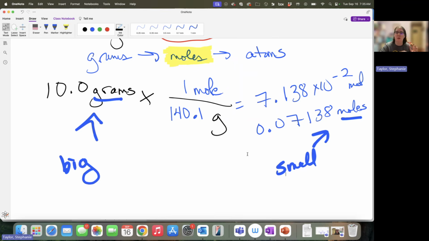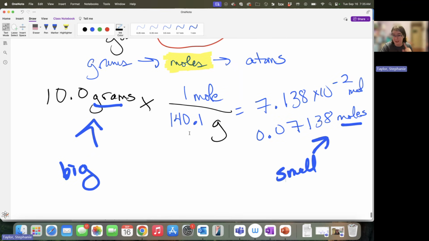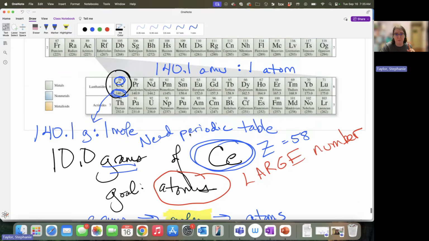It was a relatively small change, but my grams are bigger than my moles. That is always true. The gram number is always bigger than the mole number. That's the other way that you know you went in the right direction. How do I know that the gram number is always bigger than the mole number? The periodic table. That's how I know.